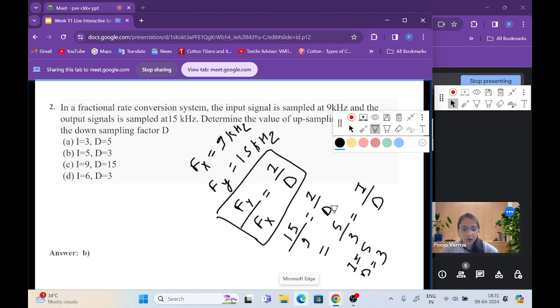So I is equal to 5 is the interpolation factor or upsampling factor and D is equal to 3 is the downsampling factor. So which one is the correct answer? Option A is I is equal to 3 and D is equal to 5. No, we have got I is equal to 5 and D is equal to 3. So option B is the correct answer for this question. Okay. So I hope all of you are getting the questions.